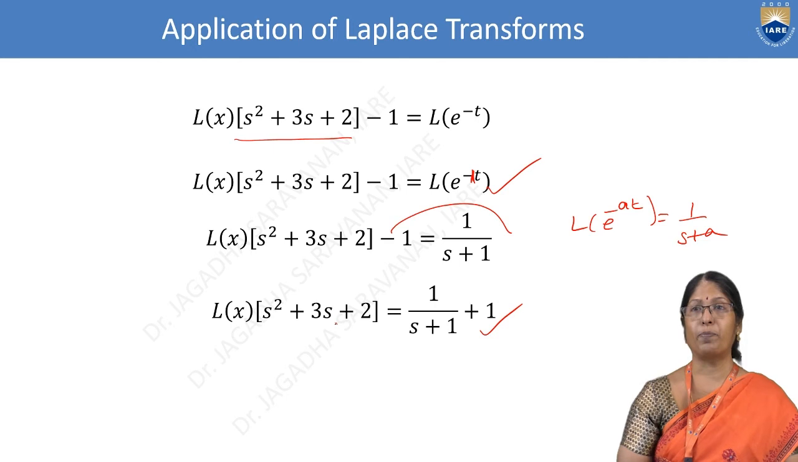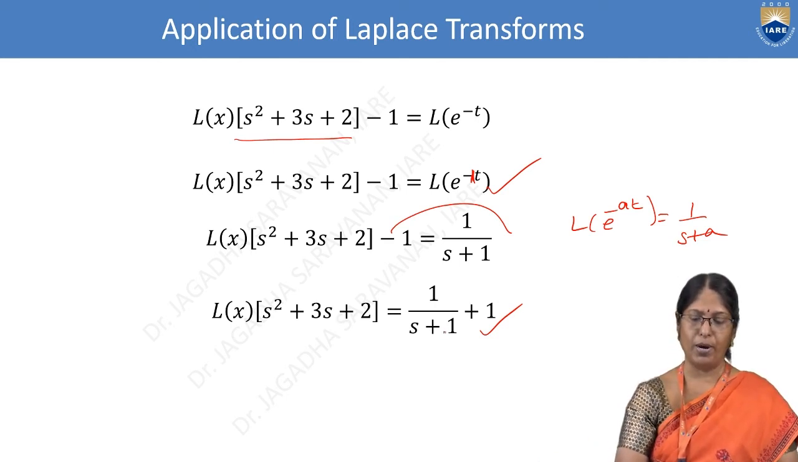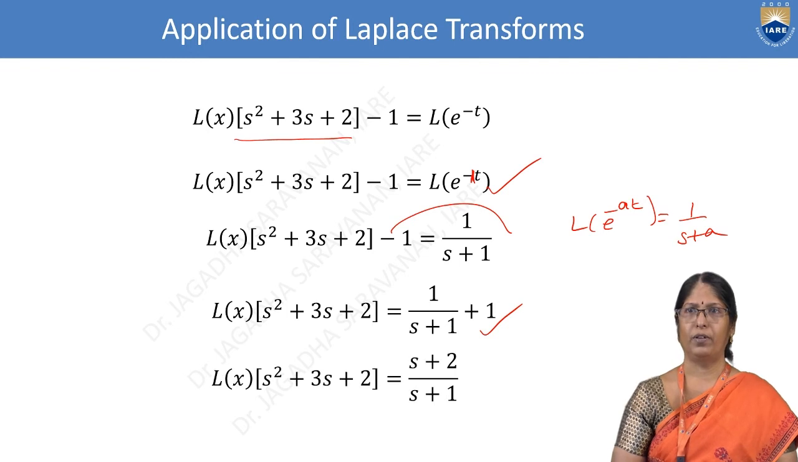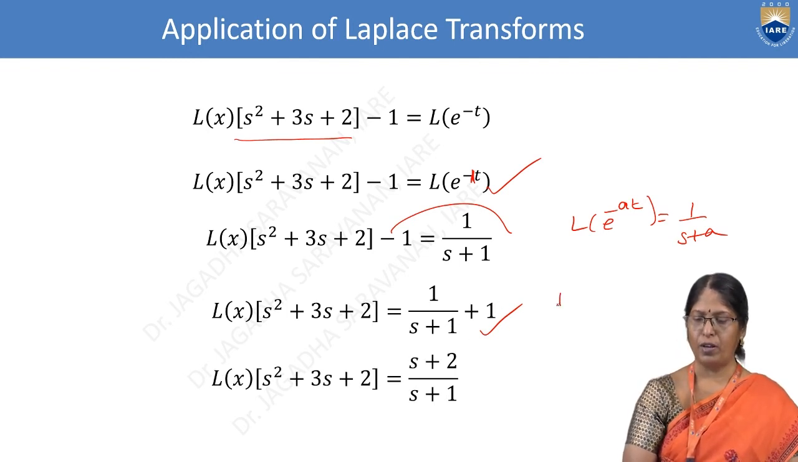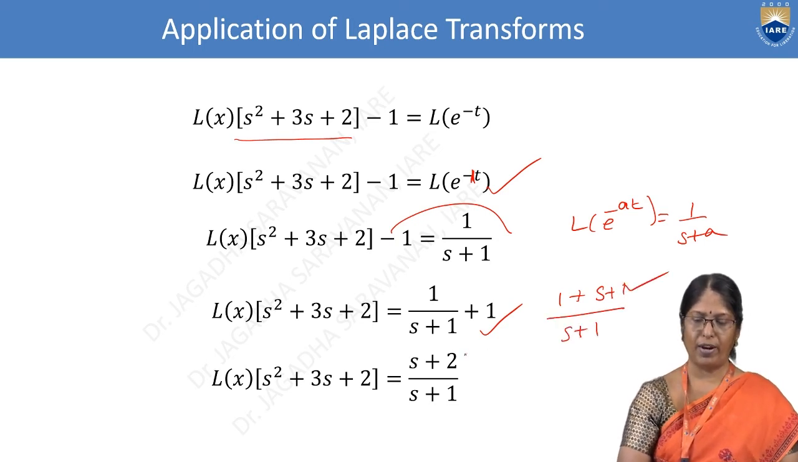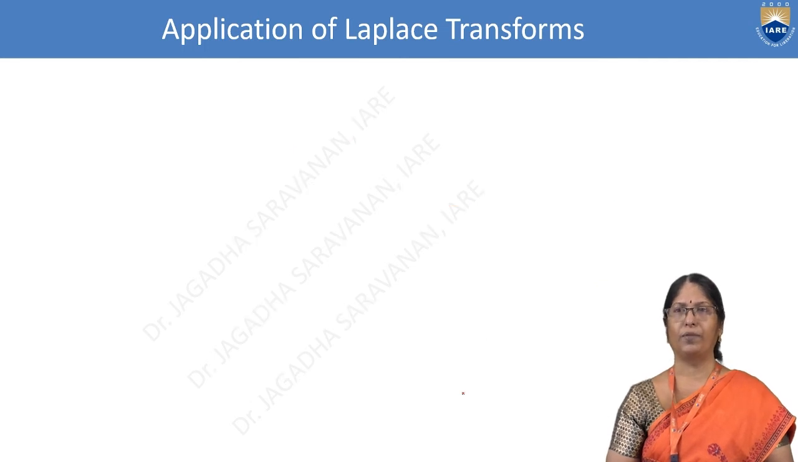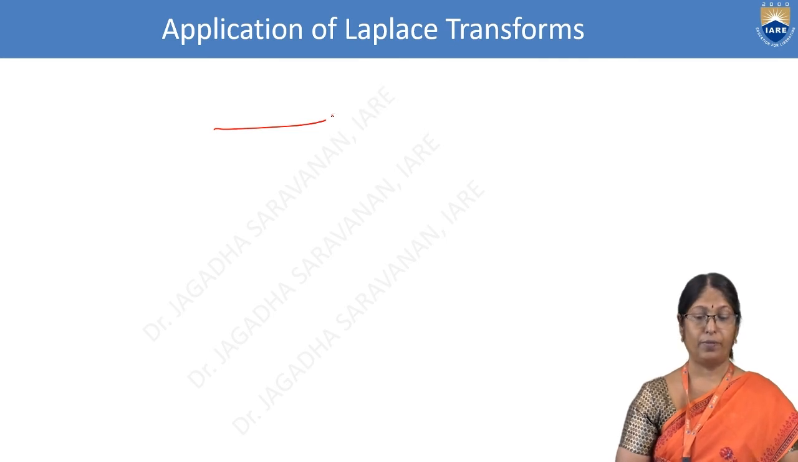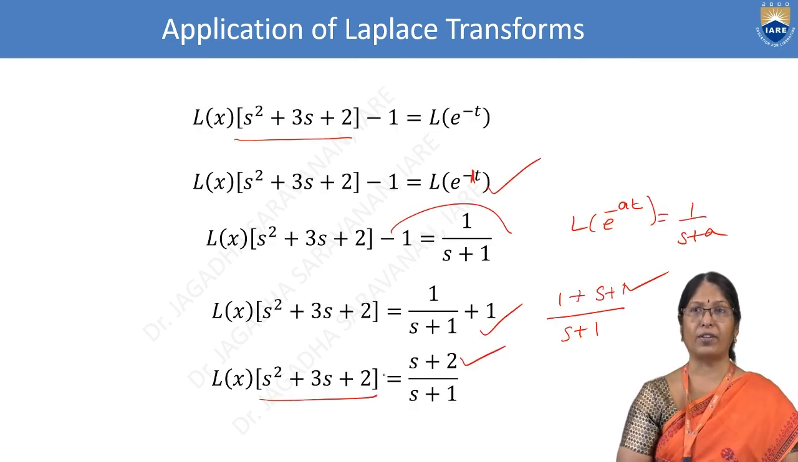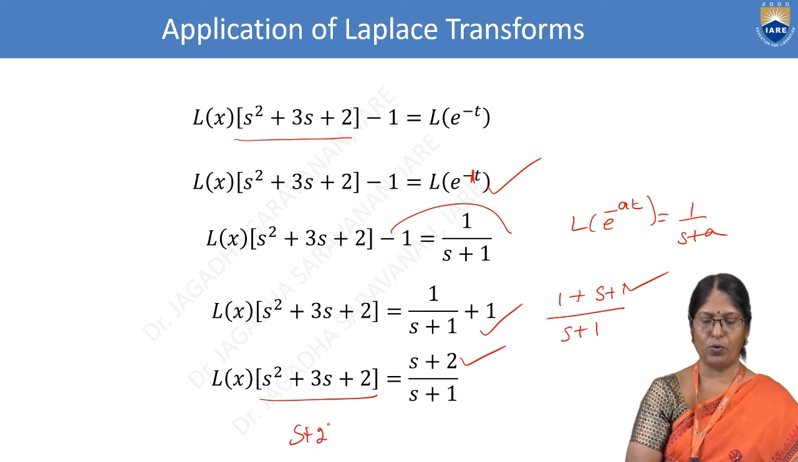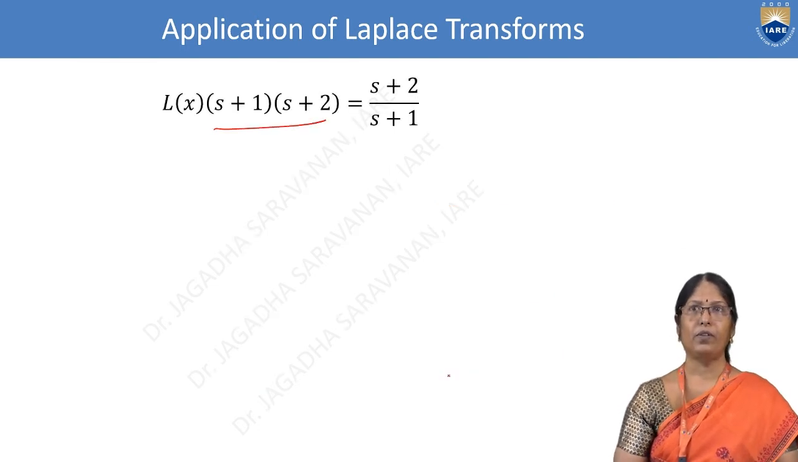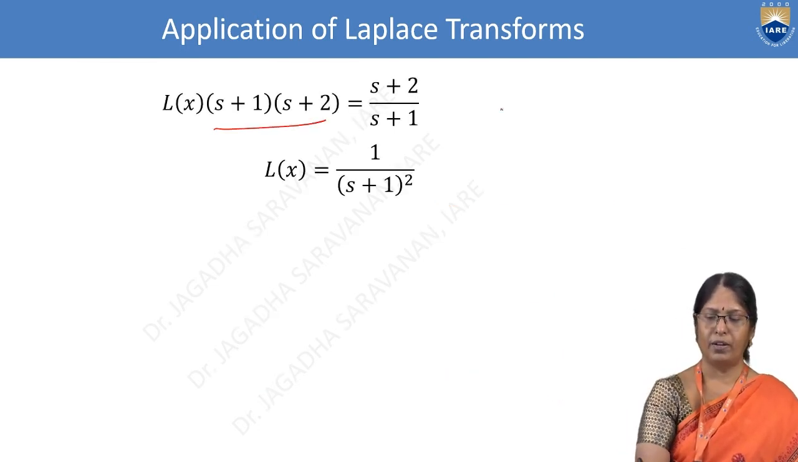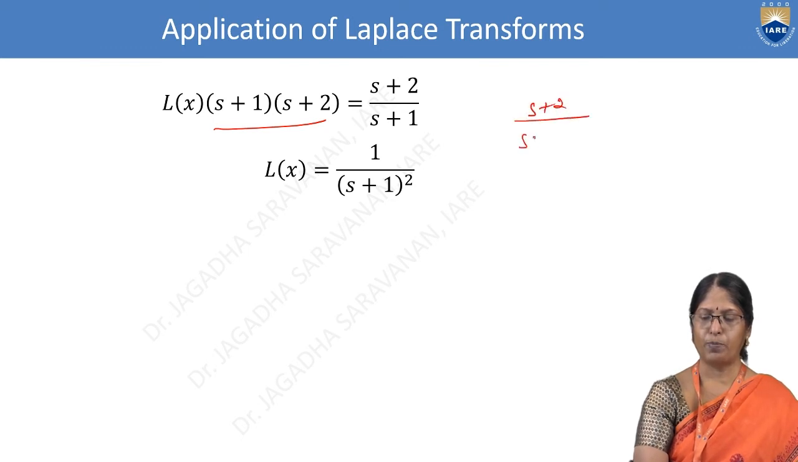So L of s square plus 3s plus 2 equal to 1 by s plus 1 plus 1. So we did the cross multiplication here: 1 plus s plus 1 by s plus 1. This simplified, s plus 2 by s plus 1. The next step, here we did the factorization. We got s plus 2 into s plus 1.